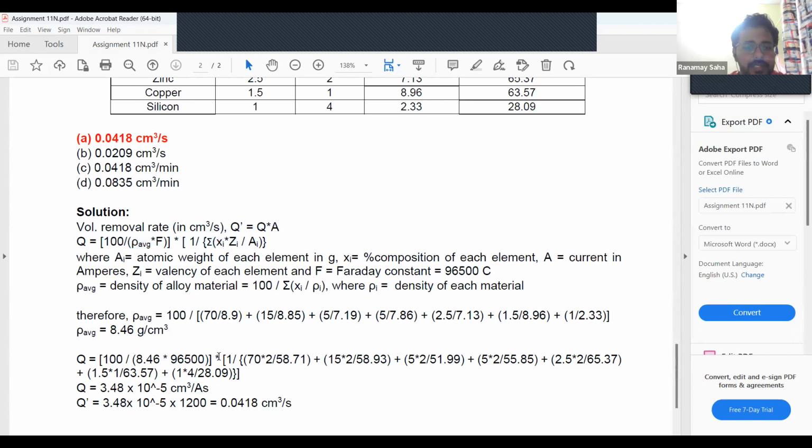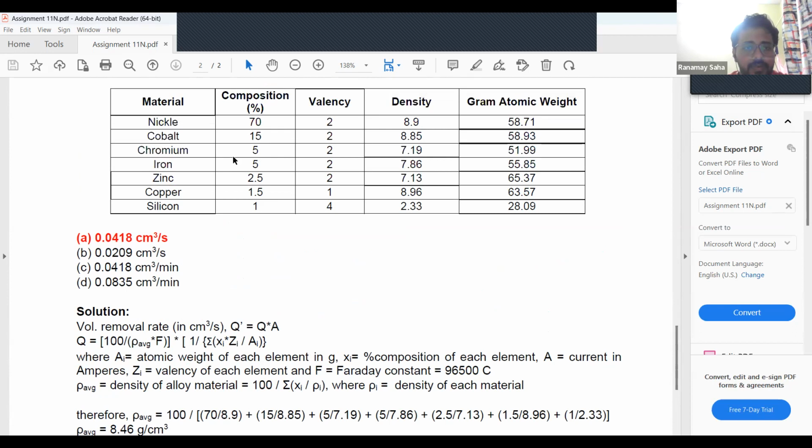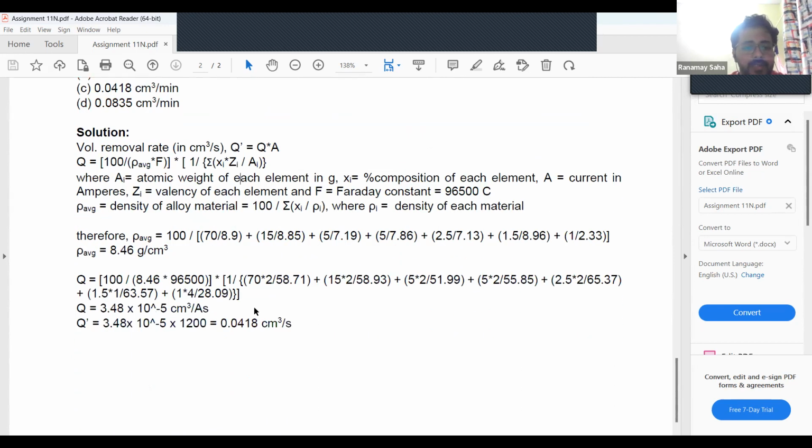Okay, and you just transform this value. So the fraction of the percentage composition of the individual components, multiplied by the valency of the components, and you divide that by the atomic weight. Okay? So once you do that, you get your final answer as 0.041 cubic centimeters per second. Okay, I hope these problems were clear, and you could have done all of them.